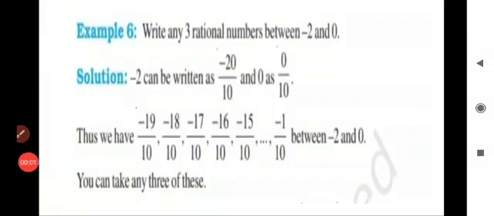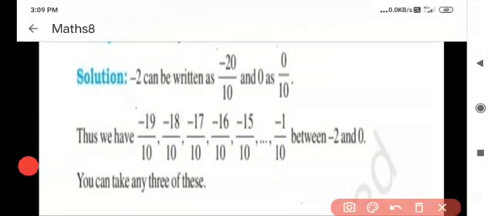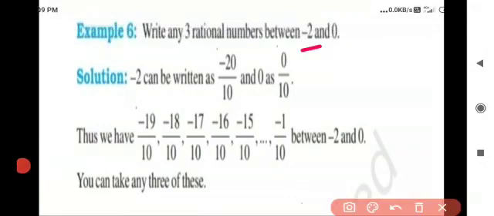Okay, let's see example 6. Write any three rational numbers between minus 2 and 0. Solution. Minus 2 can be written as minus 20 by 10. How? Minus 2 can be written as minus 2 by 1. Multiply both numerator and denominator by 10, you get minus 20 by 10. Minus 2 into 10 is minus 20, 1 into 10 is 10.